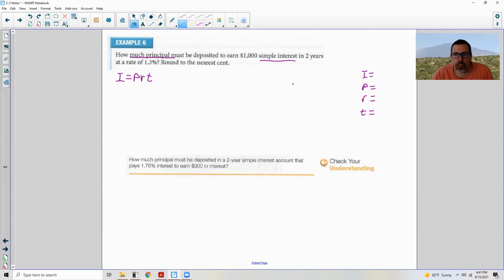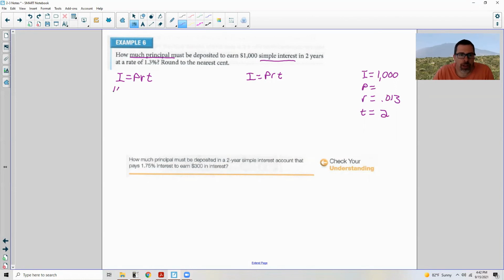It says how much principal, so we don't know P, must be deposited to earn $1,000 in interest. So this is going to be 1,000 this time. In 2 years, which is T, at a rate of 0.013. Easy enough, right? I'm going to show you this way, and then over here, I'm going to do this. I equals PRT. If you know what you're solving for, you can adjust the variables before you begin, or you can just do this and adjust the values as you would in algebra. I'm going to do it this way first.